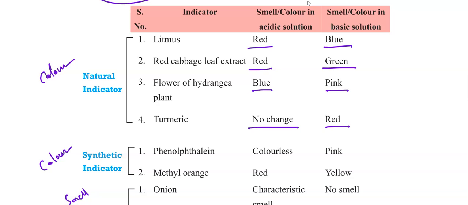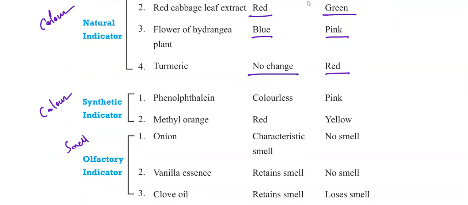Anyhow, we are going to study this in your organic chemistry of your higher grades. But right now, you remember these conditions. That is more than sufficient.